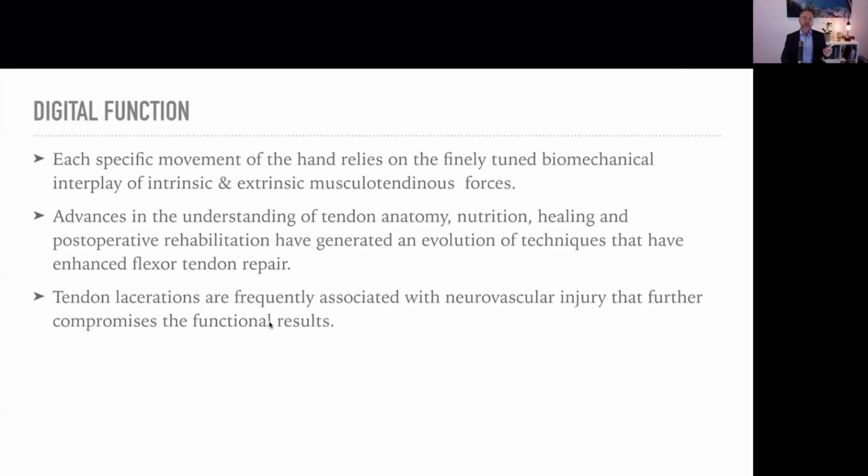Digital function's very complicated, and as we've learnt more about digital function and about tendon nutrition and healing along the way, we've had a great development in the way we reconstruct and rehabilitate tendons, and the results have improved. So it's a very complex anatomical structure, and the healing is very complicated, and that has meant, as we have discovered more about it, our results have gotten better.